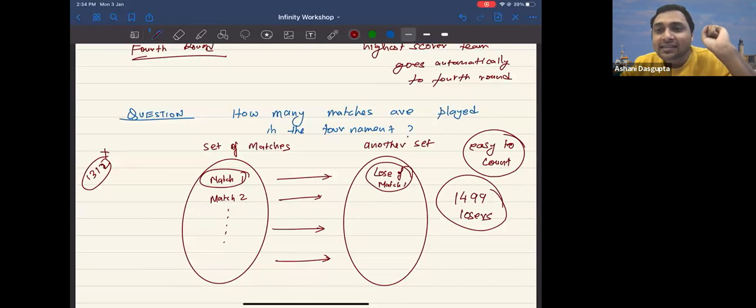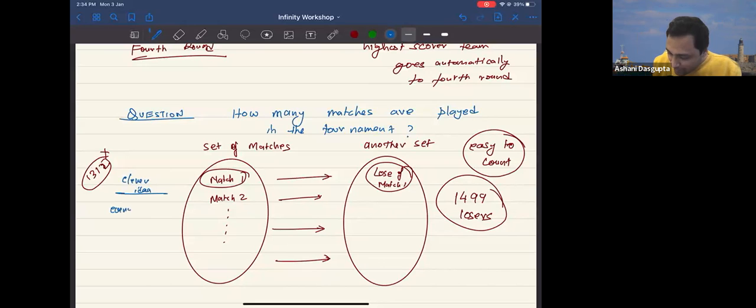Why? Because one team cannot lose 2 matches. Once it loses a match, it is out of the tournament, right? So every match has a unique loser. That is the key idea. The clever idea, or clever observation, is this: every match has a unique loser.